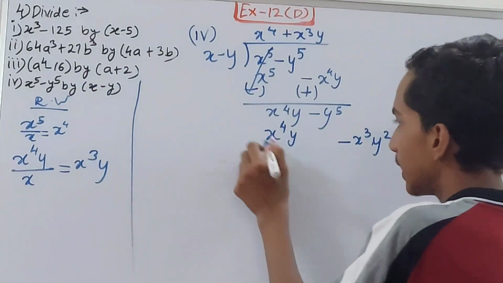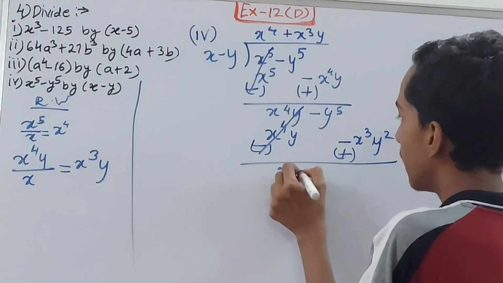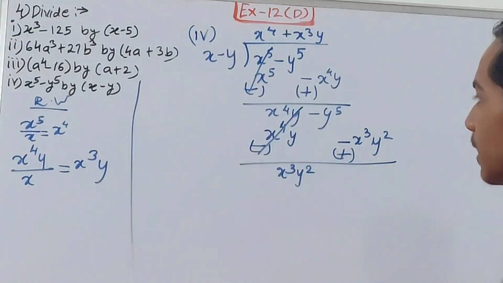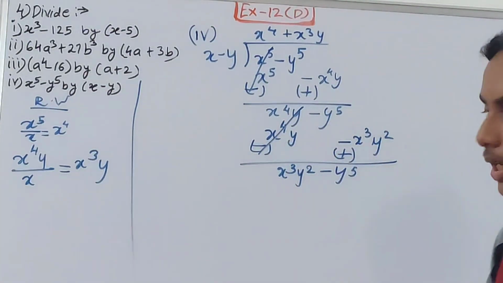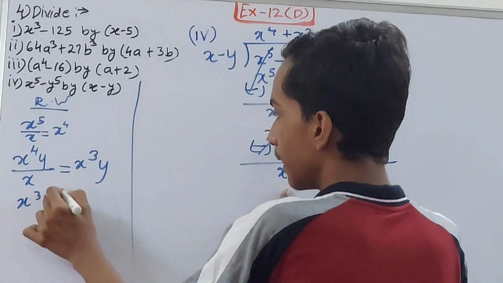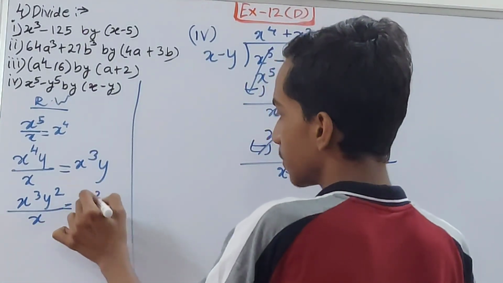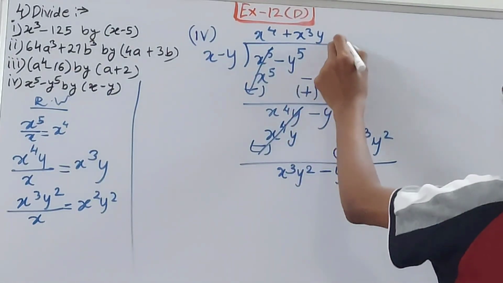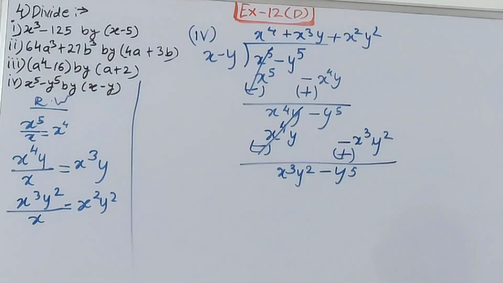Now change your signs, this will become minus and plus, this will cancel, x cube y square, and x here. Divide it and also bring down the minus y to power 5 here, okay? So x cube y square here, first term of the dividend divided by x. You will have x square y square. Fine, just one power will be reduced. So plus x square y square.